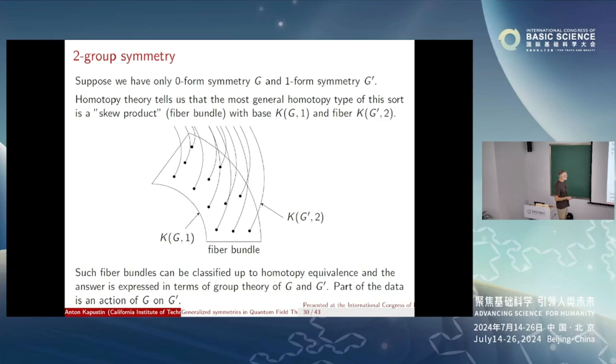So here's a picture of this fiber bundle. The base is here, and these are the fibers. Such fibrations can be classified up to homotopy equivalence, and you can express the answer in terms of group theory of these two groups. And part of this data is an action of G on G prime, but it's not all there is. In the example which I gave, that's all there is, but in general, there's some additional data which determines how this fiber is fibered over the base.